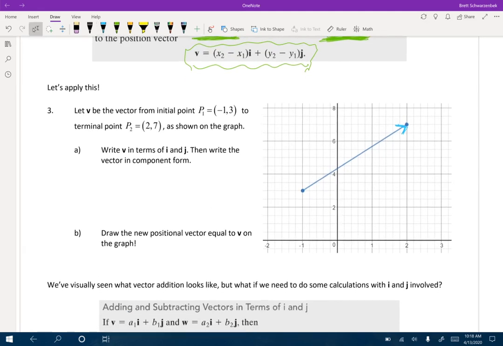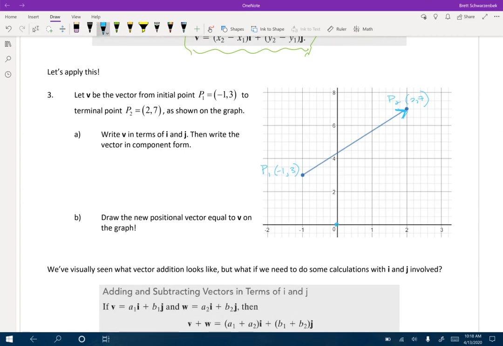It says, let v be the vector with the initial point P1 at negative 1, 3. Okay, so let's write that out. So the initial point is negative 1, 3, to the terminal point 2, 7, as shown on the graph. So this is P1 and this is point 2, P2. Okay, so we have a vector that clearly is not anywhere near the origin. But in terms of the vector world of things, working with this vector stinks, basically. It's not any fun.